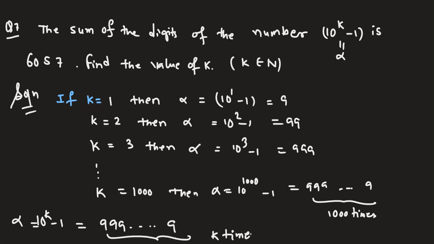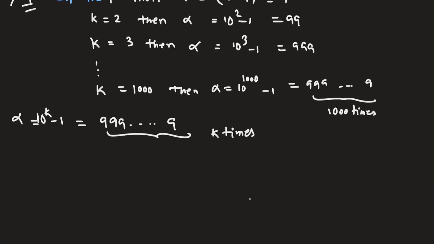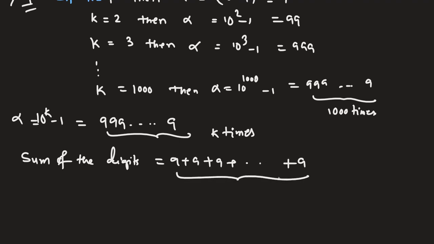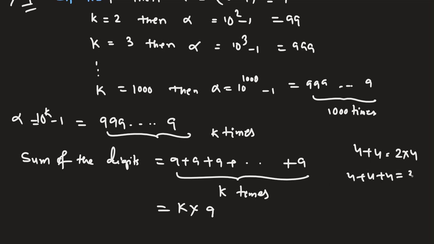k times. They are saying that the sum of the digits is given. So the sum of the digits is equal to 9 plus 9 plus 9, in this way plus 9. How many times do we have? k times. So which is the same as k times 9. You know that 4 plus 4 is the same as 2 times 4, and 4 plus 4 plus 4 is the same as 3 times 4. In the same way, k times 9.